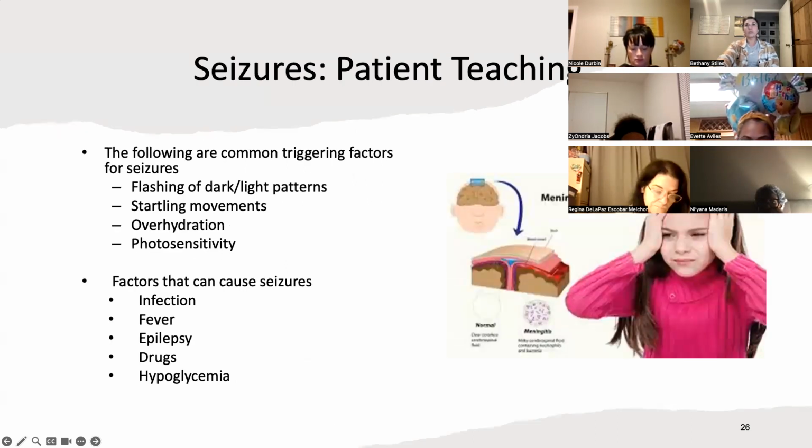When we're teaching our parents, we want to tell them about all the potential triggers. So flashing lights like strobe lights, startling movements, overhydration, and photosensitivity. So being aware of those potential triggers. And then factors that can cause seizures, you will see this again, are infection, fever, epilepsy, drugs, and hypoglycemia. So those are all things that could cause seizures.